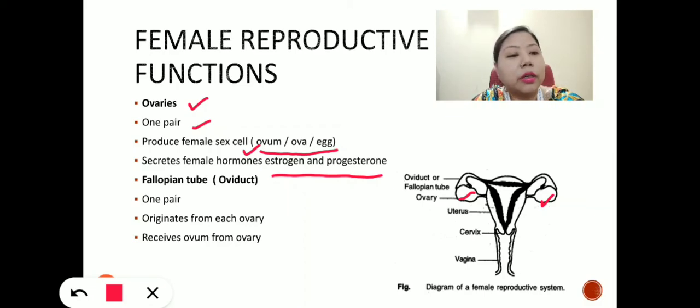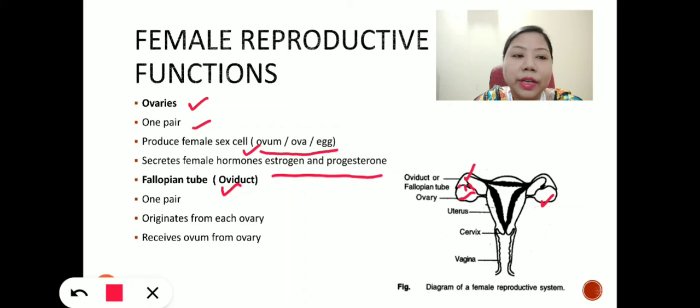The next part of the female reproductive system is the oviduct or the fallopian tube. The oviduct is a tube-like structure which is in contact with the ovary, and there are small finger-like projections at the mouth of the fallopian tube. It is funnel shaped, as you can see. The shape is such that it can receive the egg or the ovum from the ovary.